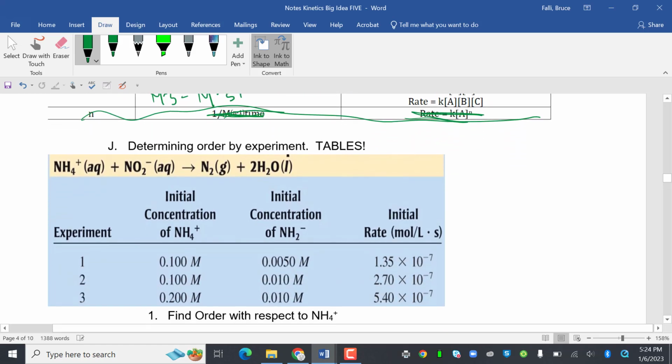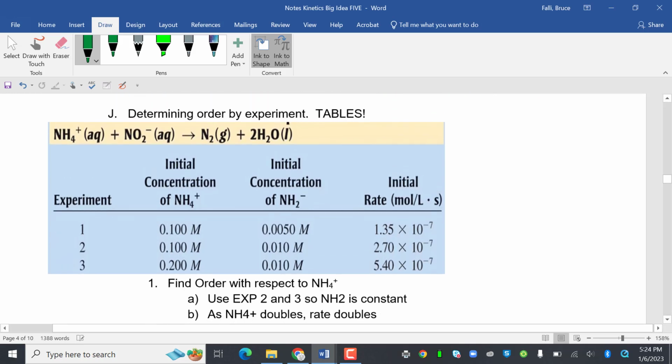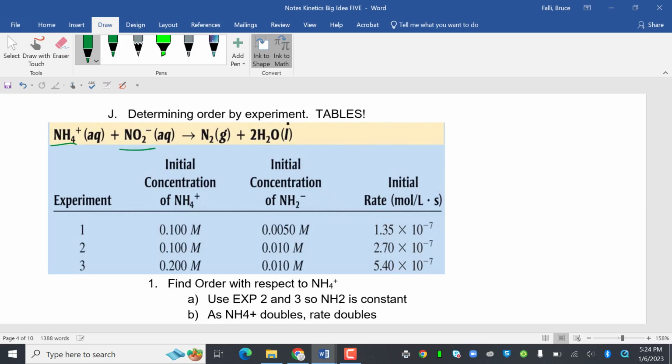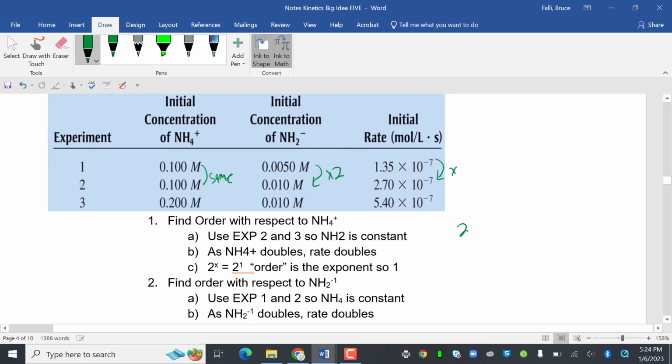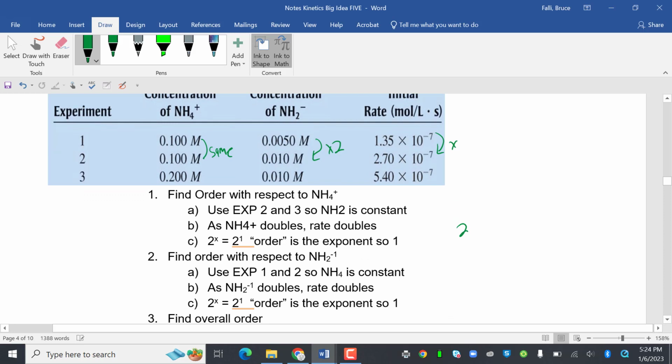All right. We have to be able to determine the order by using tables like this. Okay. Here's my equation. So the rate law is going to be based on reactants. Reactants right there. Okay. So what's going to happen is I'm going to look and see what happens. These are the same. From experiment 1 to experiment 2, the NH2 negative doubles. When that doubles, my little eyeball can tell me that this doubles. Okay? So, I did this in the wrong order, but that's okay. Find the order with respect to NH2.